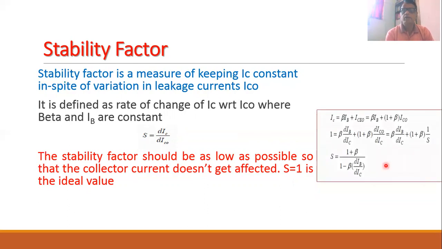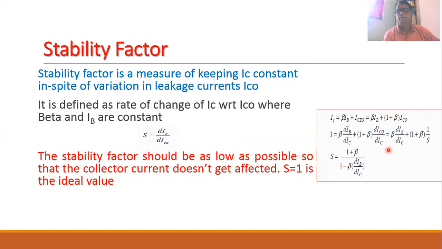Now we can determine the formula for the stability factor. Suppose the collector current of the transistor is given as beta IB plus ICEO. The same can be written as beta times IB plus (1 plus beta) times ICO. Now, if I differentiate this equation with respect to IC, then on the left hand side I will get 1, which is equal to beta times dIB upon dIC plus (1 plus beta) times dICO upon dIC.